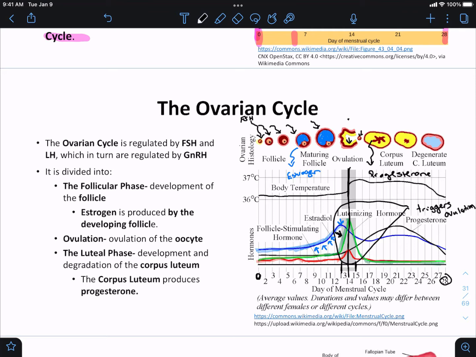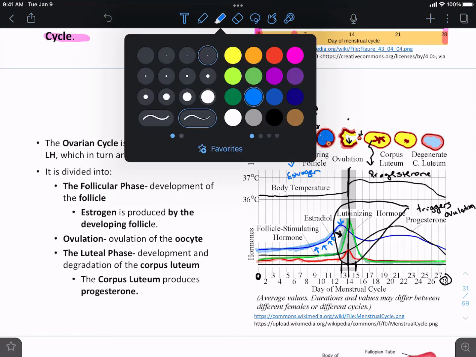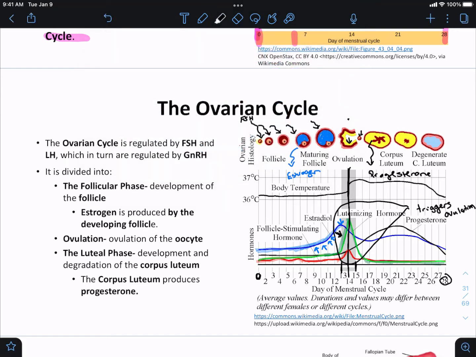At first, progesterone production, let's pick a different color here. I don't know if you can highlight in black. Let's give it a try. At first the progesterone levels, you can see right here, are fairly low. I'm not sure that's really working for me, but we're going to stick with it. But then shortly after ovulation, you'll notice that the progesterone levels begin to climb.